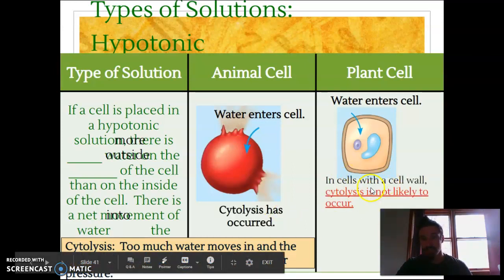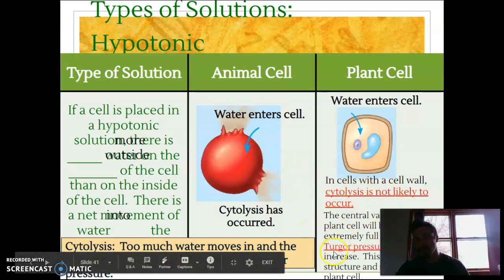And you can omit this part. We can omit this part, folks. So just skip over these 2. The turgor pressure in plant cells, not something we need to focus on here.